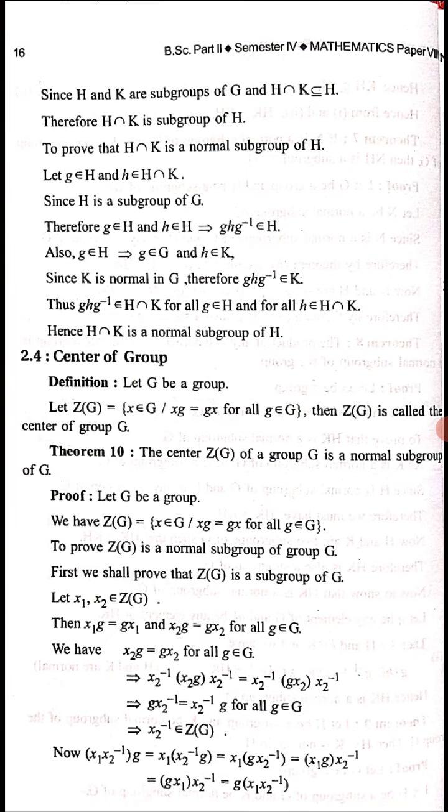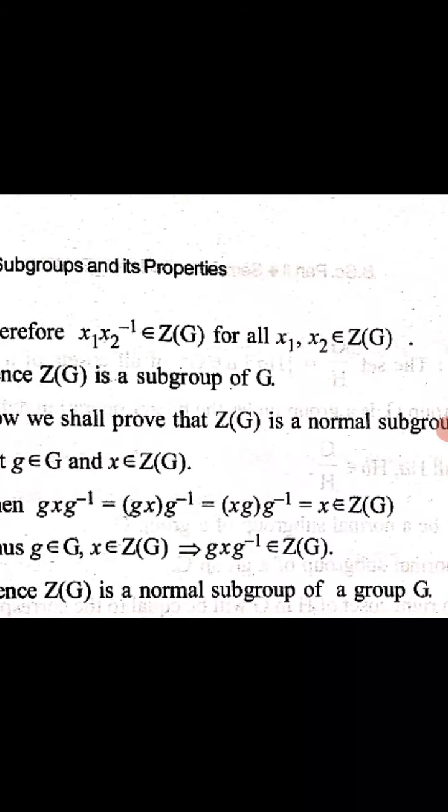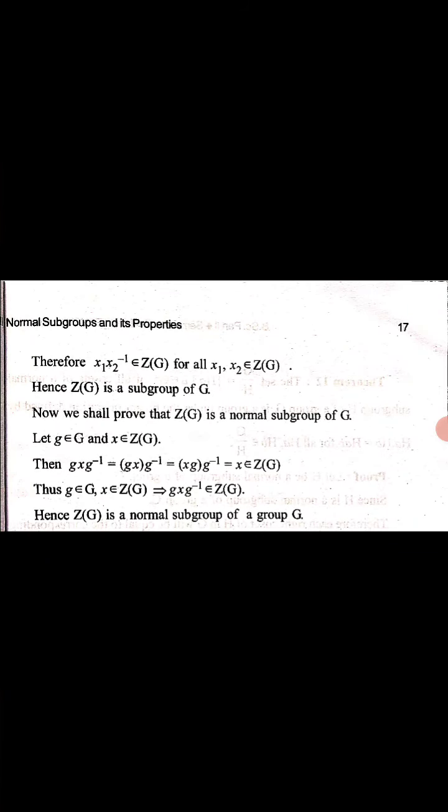Now x1 x2 inverse g is equal to x1 into x2 inverse g is equal to x1 into g x2 inverse is equal to x1 g x2 inverse, is equal to g x1 x2 inverse. So therefore x1 x2 inverse belongs to Z of G for all x1, x2 belongs to Z of G. Hence Z of G is a subgroup of G.